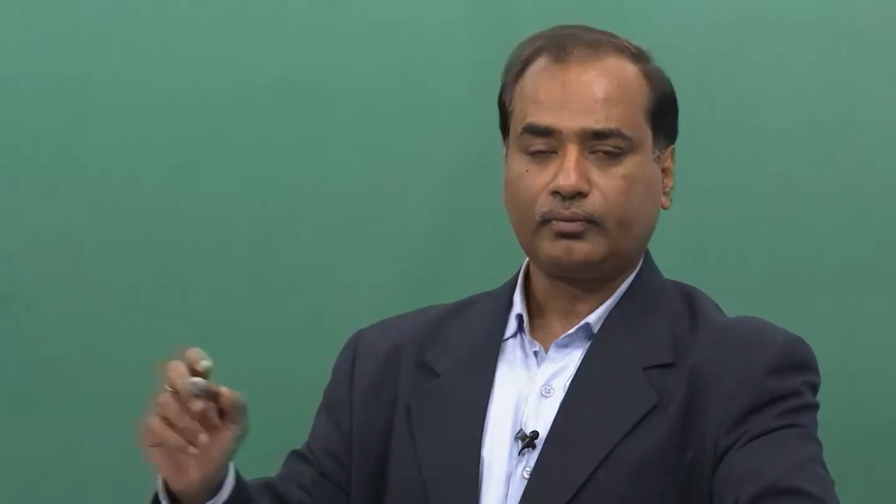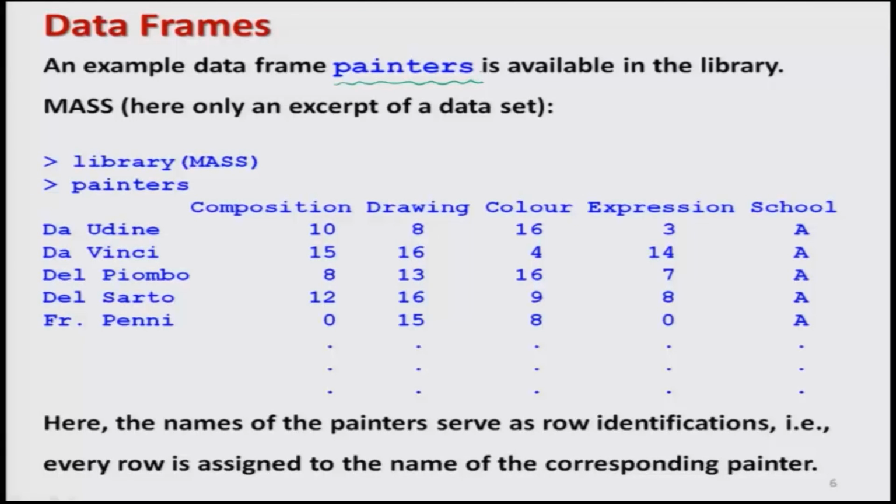One example data frame that is available in this package MASS is called painters. That is available in the library of MASS. This painters data frame is actually collecting the data on the work of various painters. For example, there are some famous painters in this world like Da Udine, Da Vinci and so on.